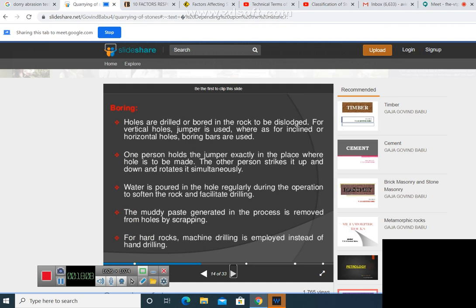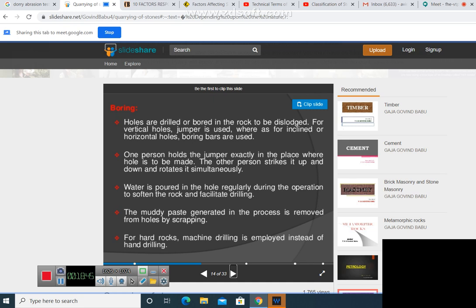Now what do you mean by boring? We have a rock which needs to be dislodged. We are drilling holes, or boring holes, on the rock surface. We have a tool known as a jumper which can be used for drilling vertical holes, and for inclined or horizontal holes you will be using a boring bar. Once the hole is to be made, one person will place the jumper over it and another person will strike the jumper and rotate it simultaneously.